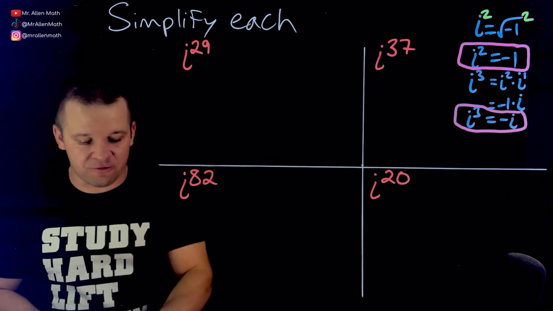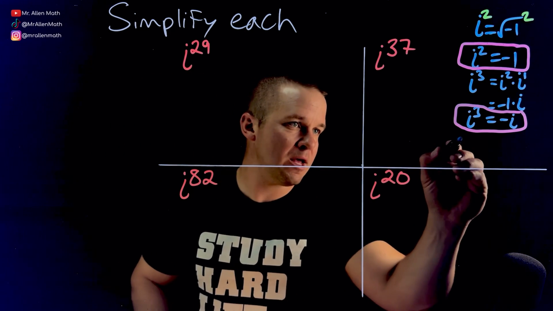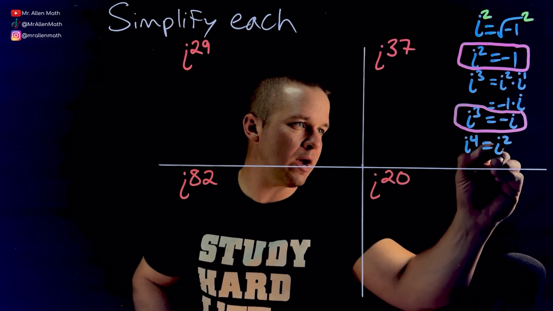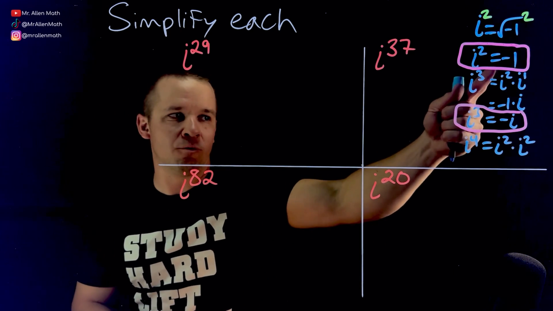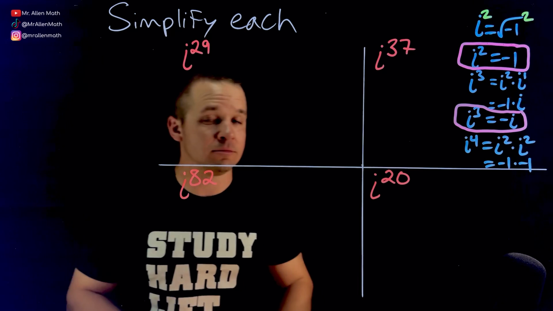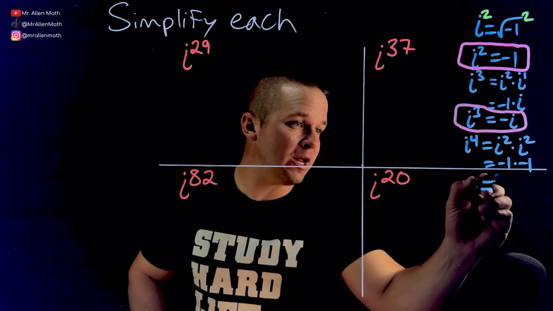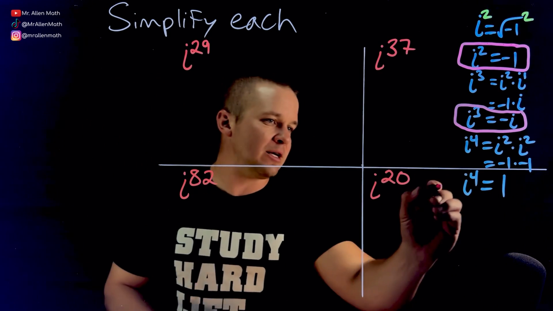Now, what about i to the 4th? This is the most important one, okay? i to the 4th. Well, I could rewrite that as i squared times i squared, right? What's i squared? It's -1. So could I say it's like -1 times -1? I could say that. And what is -1 times -1? It is +1. So i to the 4th is just +1.